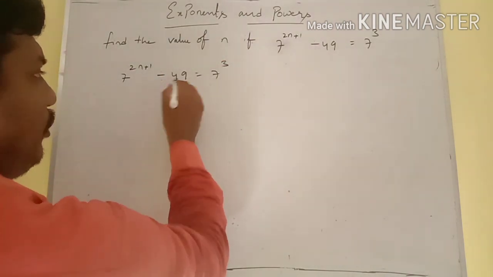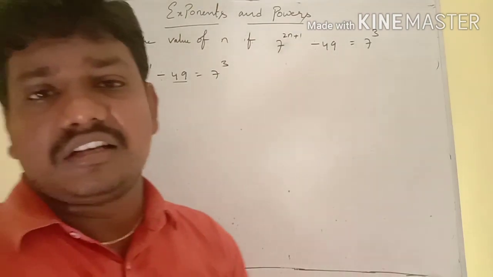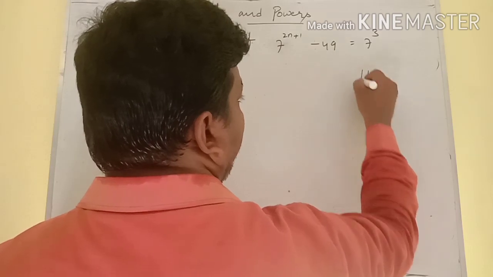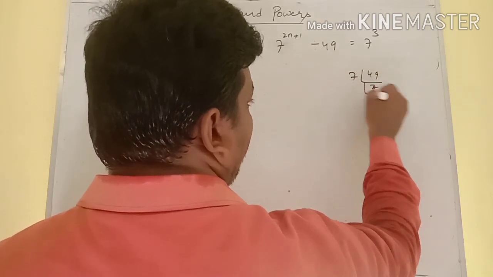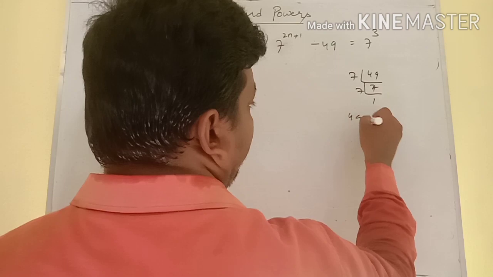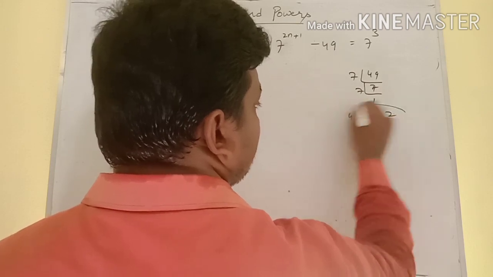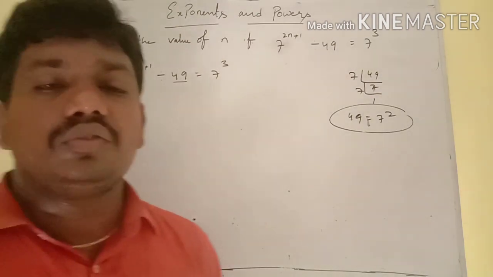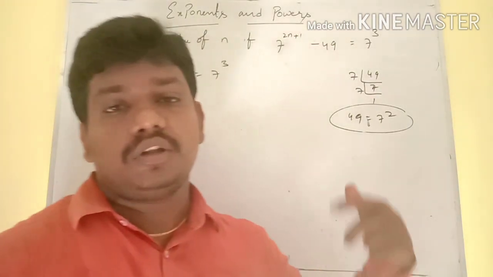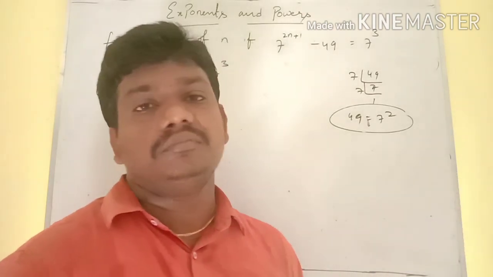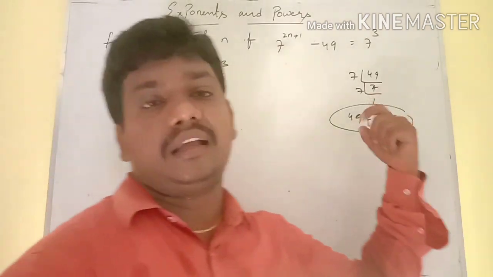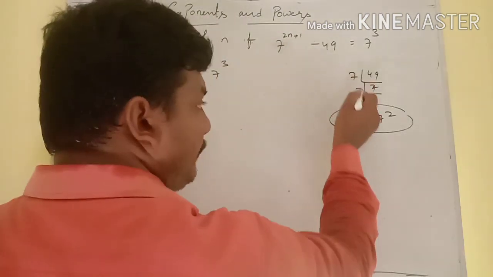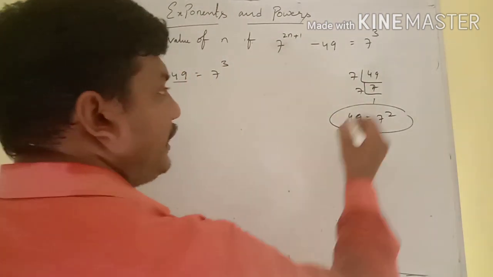As we know, 49 can be expressed as 7 square, that is 7 power 2. Take 49: in 7 tables, 7 7s are 49, again 7 ones. This 49 can be written as 7 square. This is called prime factorization. If you want to convert any number into exponential form, you can do the prime factorization, see how the factors become, then repeated factors are taken as exponents. Here 7 is repeatedly multiplied 2 times, then we get 49.